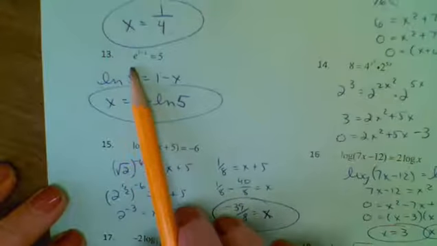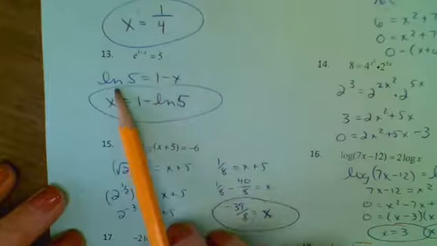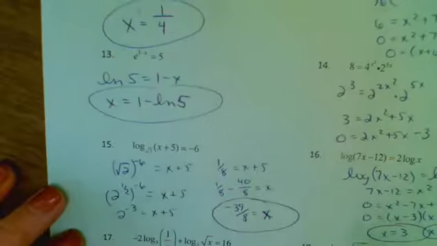13 is an exponential, so just put it in log form. Log base e, so natural log of 5 equals 1 minus x, and you solve it.